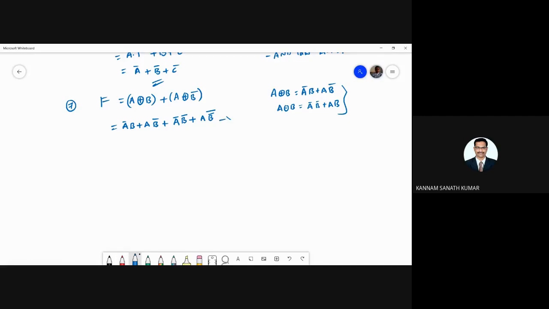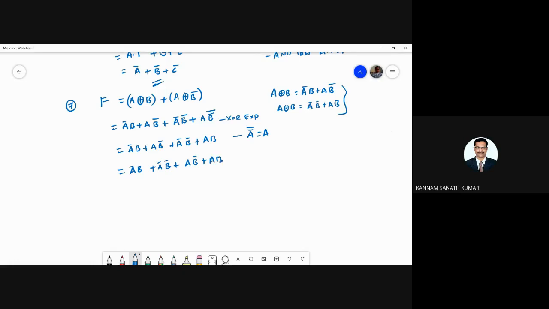Exclusive expression. Okay. This is nothing but XOR expression. Now you can write A bar B plus AB bar plus A bar B bar plus this is nothing but AB. Why? Because A complement whole complement equal to what? The true form itself. A. Okay. Now apply the commutative law. A bar B plus A bar B bar plus AB bar plus AB.